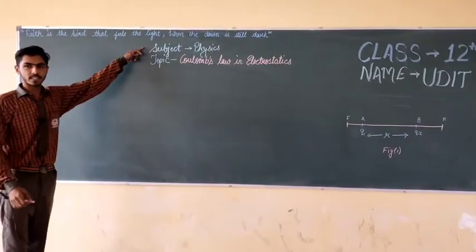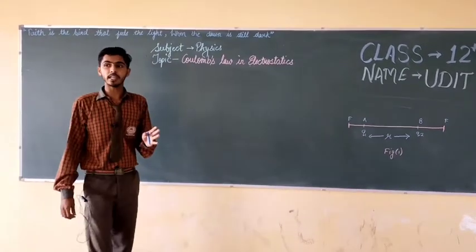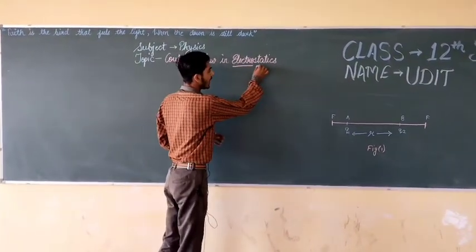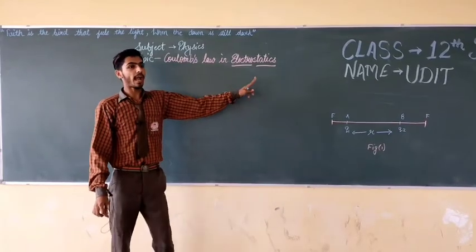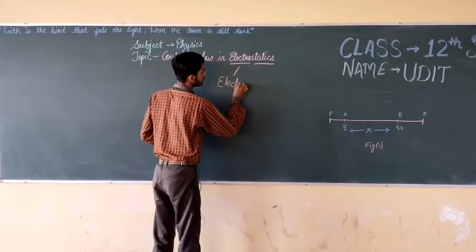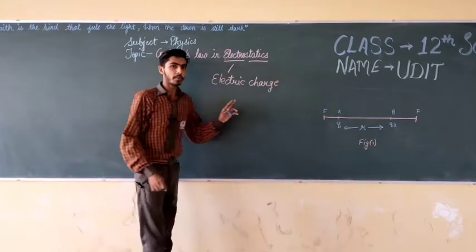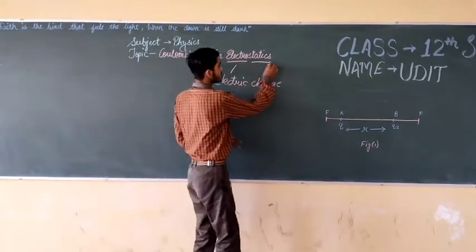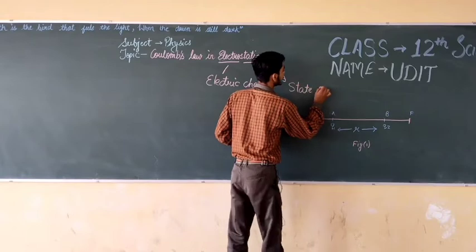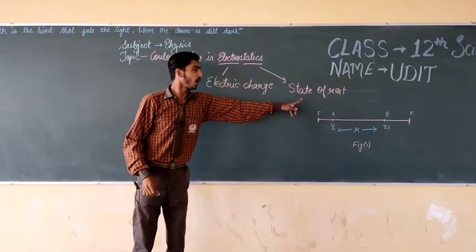My subject is physics and the topic is Coulomb's law in electrostatics. First, the term that is stuck in our mind: what is electrostatics? Electrostatics is made up of two words, electro and statics. Electro means electric charge. Static means state of rest.